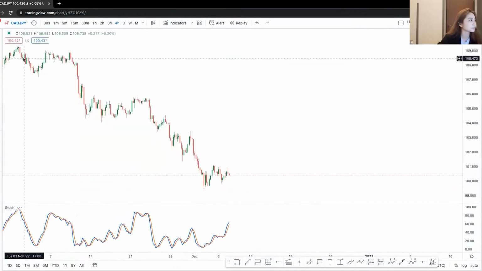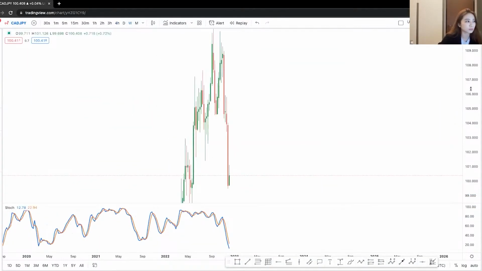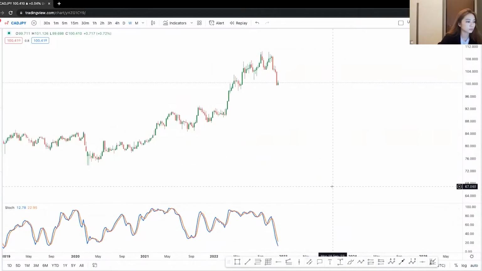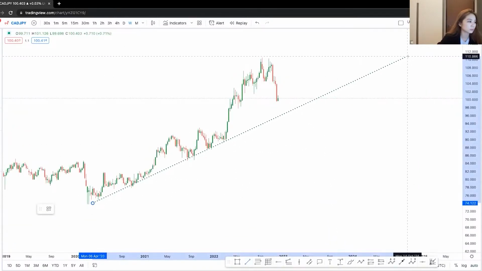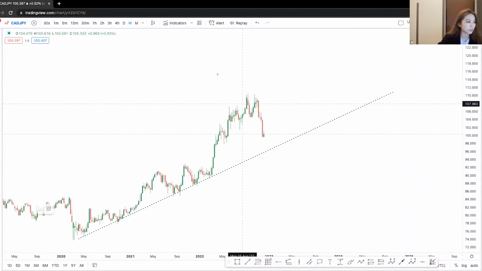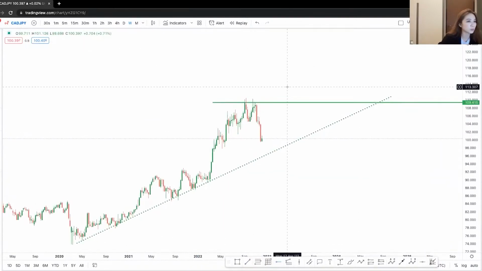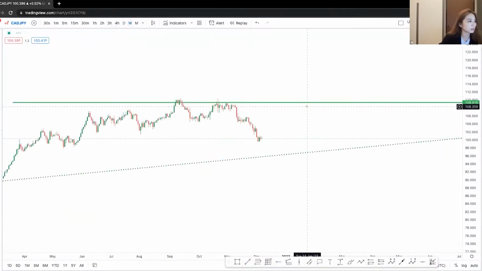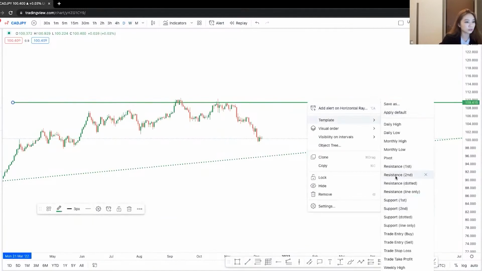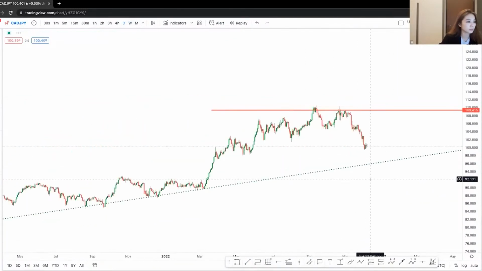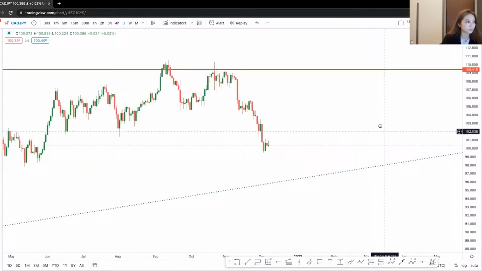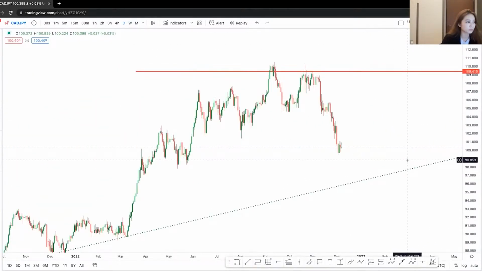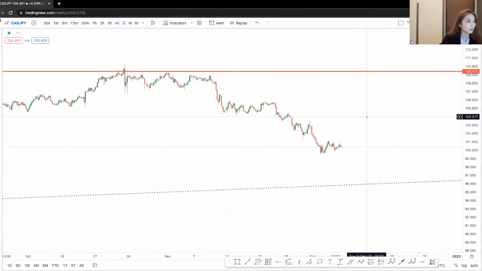Let's look at yen. Upward moving as well, resistance here as well. Let's look at daily. Let's change this to red. H4.